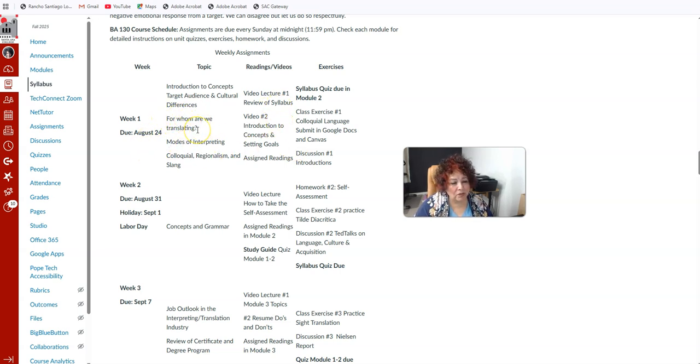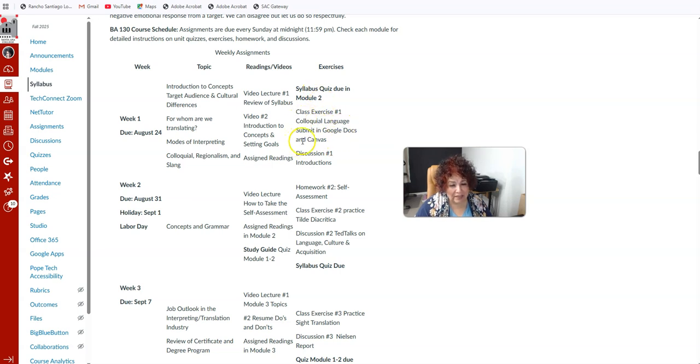So we're going to start with the introduction to concepts. What is translating? What is interpreting? Module 1 is very heavy packed with terminology because it's essential that you learn from the start. What are we talking about when we're talking about colloquial regionalism? What are the 3 modes of interpreting, etc.? And then you're going to have a syllabus quiz based on this syllabus in Module 2.